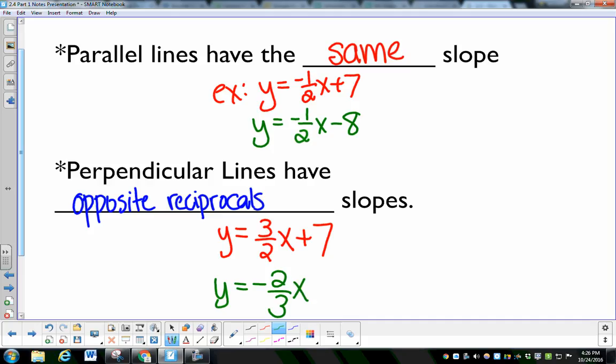And then we could have the y-intercept be whatever. I'll make it negative 8 again. It doesn't matter what the y-intercepts are. As long as the slopes are opposite reciprocals, then two lines are perpendicular. So we're going to do some examples where we determine whether lines are parallel or perpendicular. Pause this if you need more time to copy down this page.